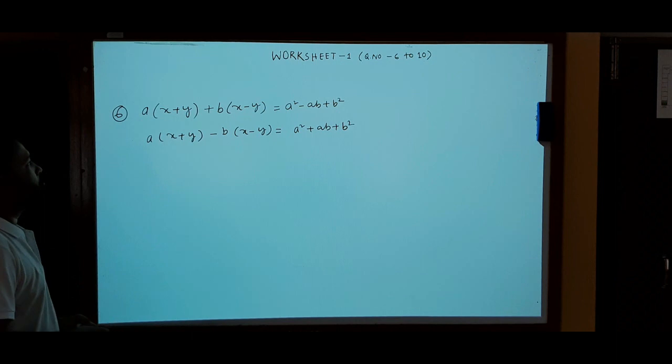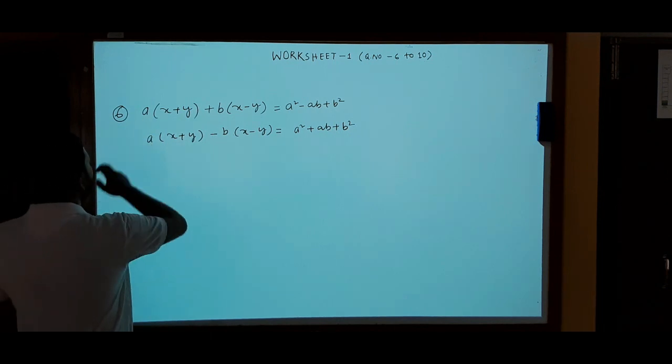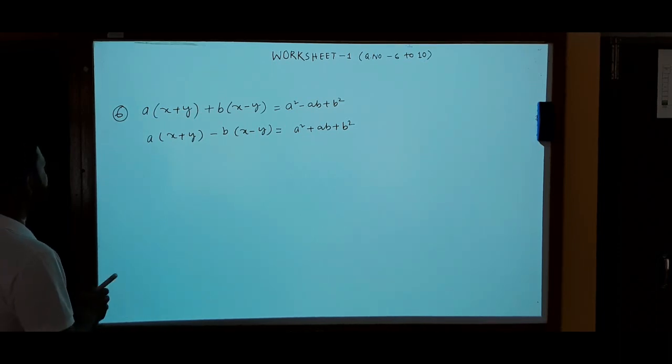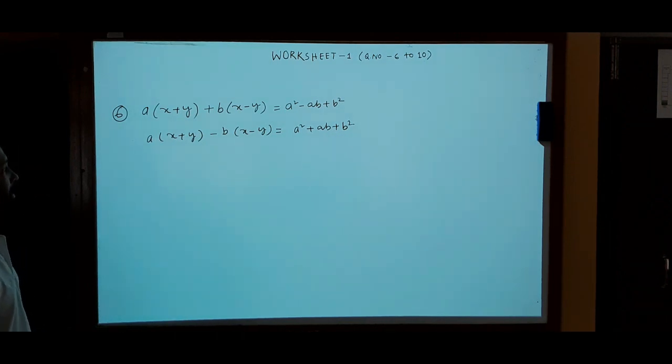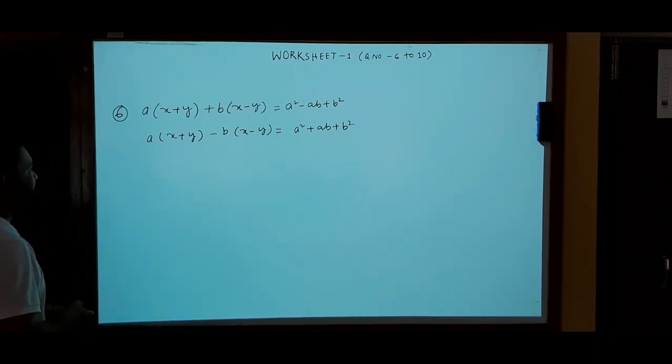Today we will complete worksheet 1, question number 6 to 10. Okay. Now (a + b)(x + y) + b(x - y) = a² - ab + b², and the second equation is given: a(x + y) - b(x - y) = a² + ab + b². Right? Now we'll have to convert it into standard form.